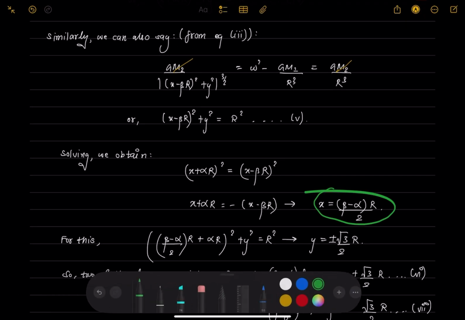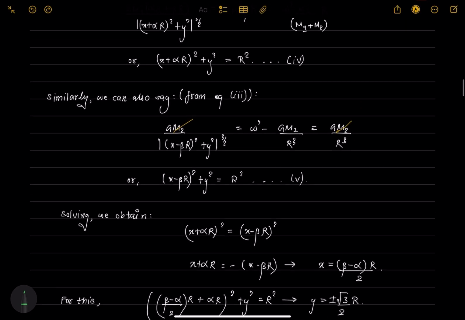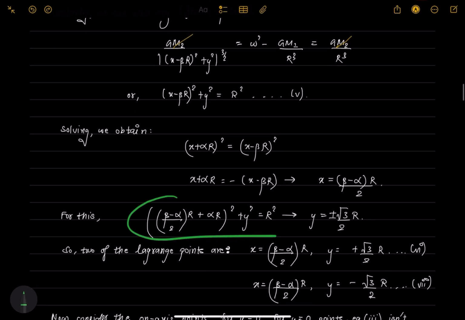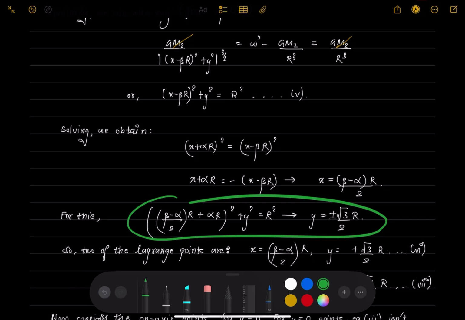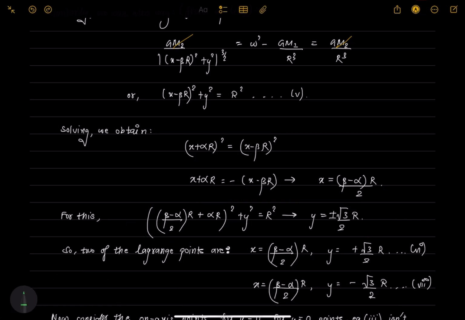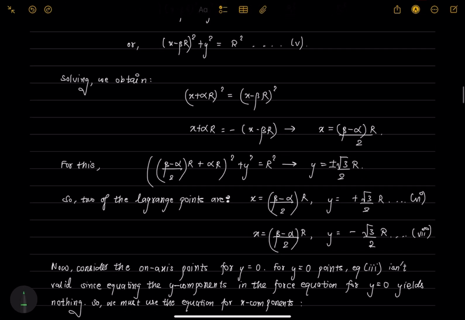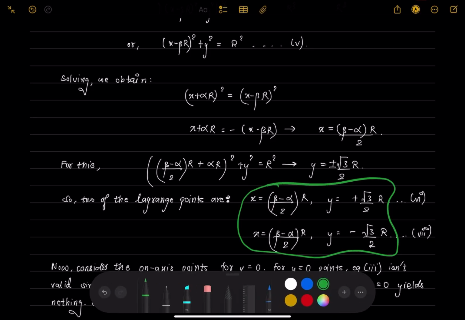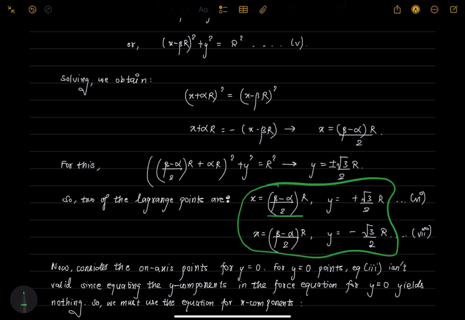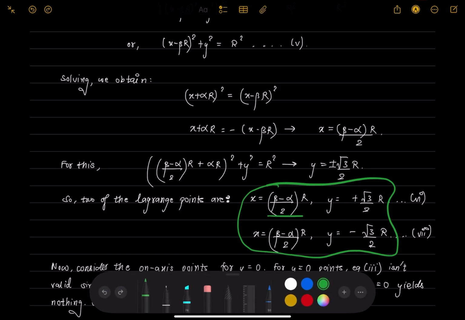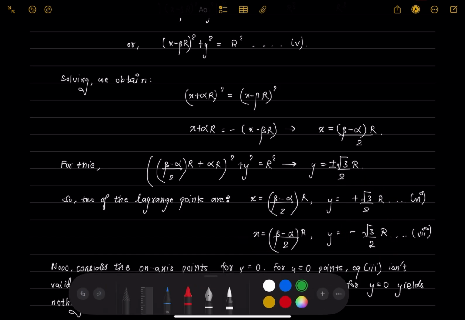And that valid solution for x, when plugged right back into either equation 4 or 5, yields a valid solution. Valid solutions, I should say, because there are two solutions for y. So we've already obtained two Lagrange points. One of them has x equals half of beta minus alpha times r, and y being at either plus or minus root 3 over 2 times r. Okay, so we have two Lagrange points that we obtained thus far.